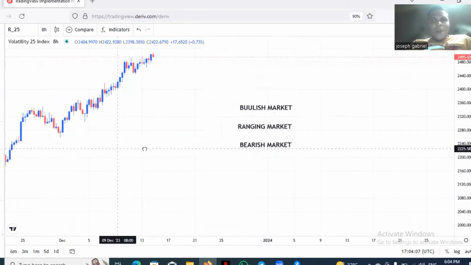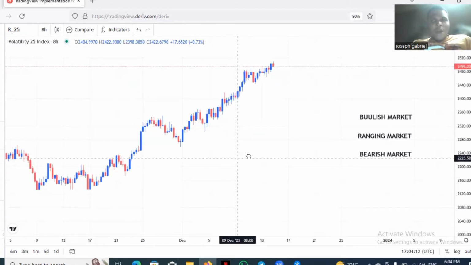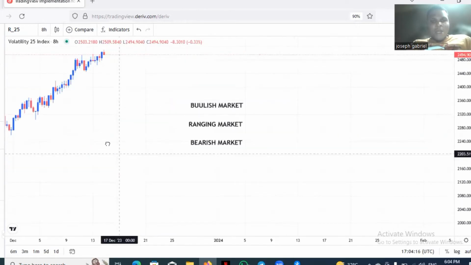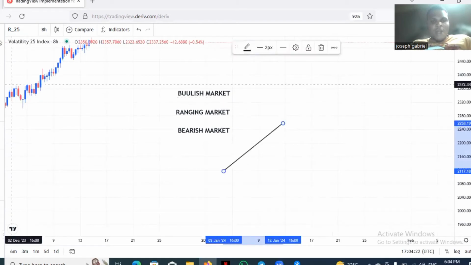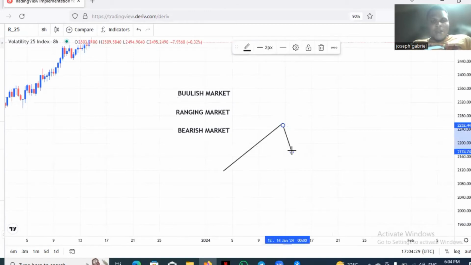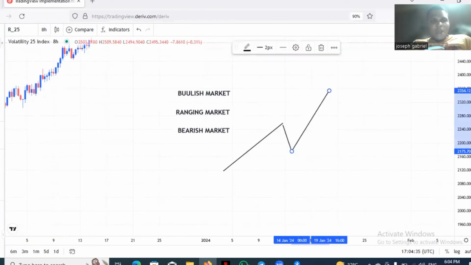So now I have this, look at this one here. How can I tell this market? You can see this market is in a bullish market. You always see scenarios like this that can tell you that the market is in a bullish phase. So you see something like this, you can get something like this.